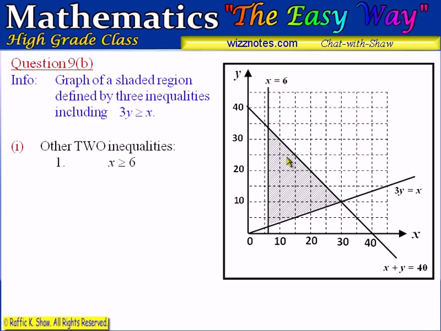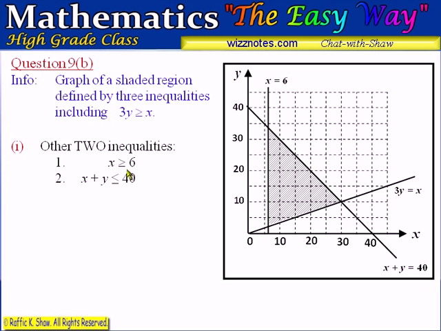So the inequality for this region that is associated with this line must be x + y ≤ 40. Equal to 40 because the line is unbroken and is a part of the region, and less than 40 to account for the shaded region that is below the line. So we can go ahead and show that second inequality, the inequality that's associated with this line. And that's the answer for part 1 of question 9b.